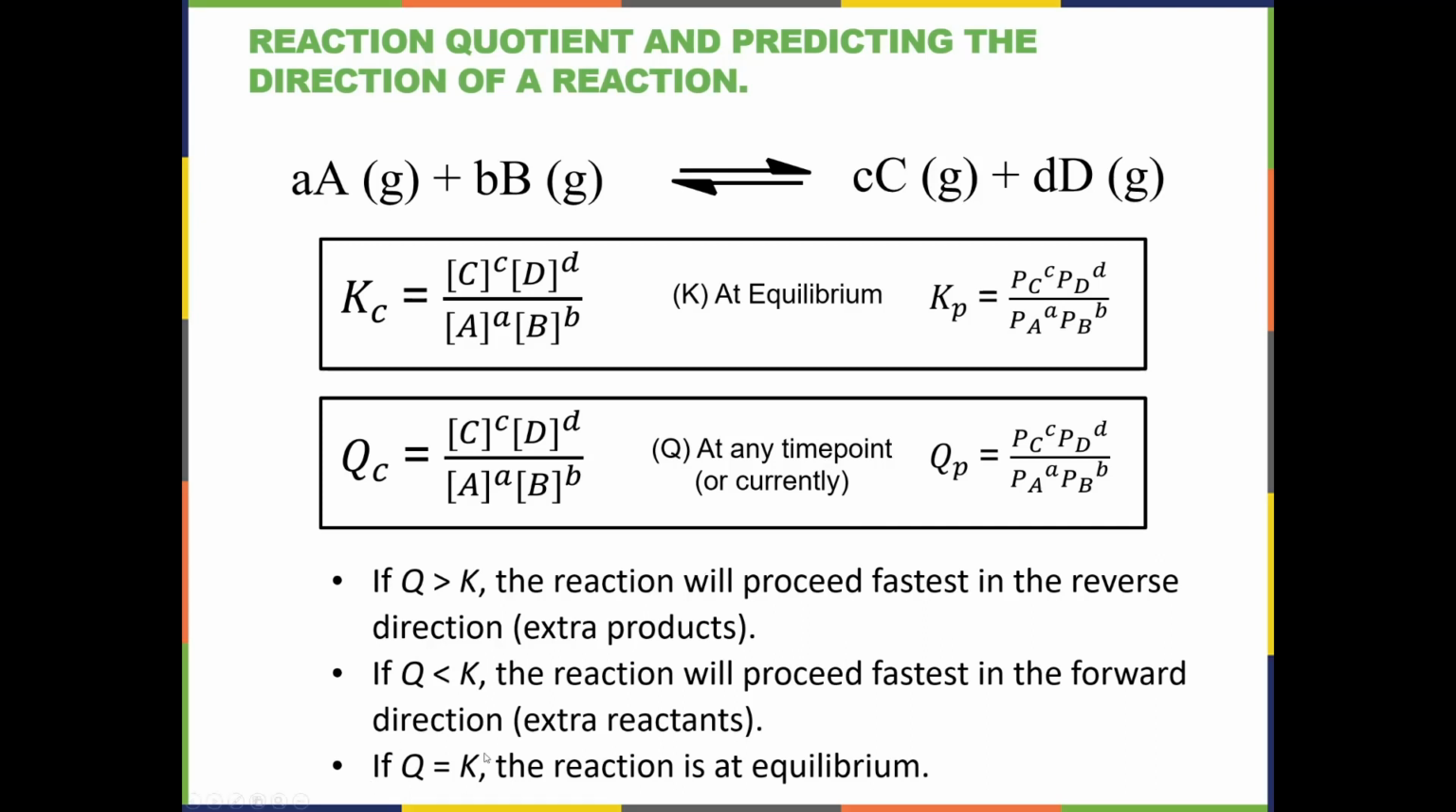Finally, what if Q equals K? Well, if Q equals K, then the reaction is currently at equilibrium. So the only difference between K and Q is when. K is always calculated at equilibrium. Q can be calculated at any time point. But then we can compare the values to find whether we have extra products, whether we have extra reactants, or whether the reaction is already at equilibrium.